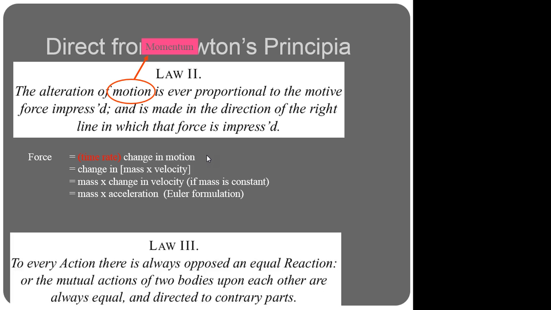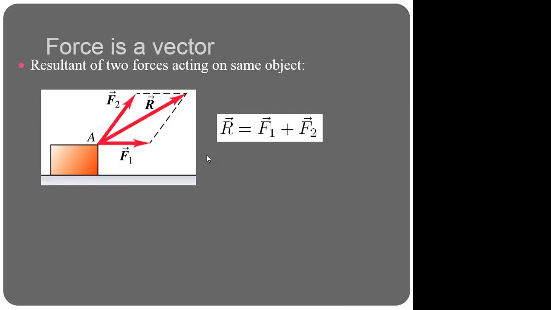Third one: for every action there's an equal and opposite reaction, or the mutual actions of 2 bodies upon each other are always equal, directed to contrary parts. The easier to understand version in English is: when object A exerts a force on object B, object B exerts an equal and opposite force on object A. So I'm translating it to understandable English for you. Simple stuff. Force is a vector, you already know that.